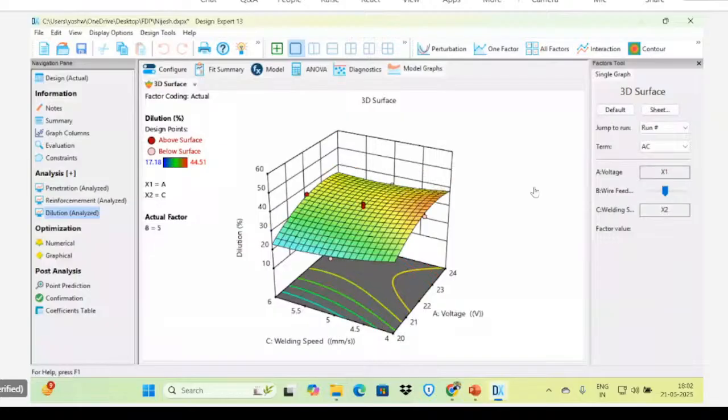Okay, so after analyzing all the factors, suppose in this optimization my student has taken only three: penetration, reinforcement, and dilution. But in the initial part, I've shown you contact angle also and weld width also. So all the factors you can take at the same stage. After analyzing all the things, you can go for optimization. This is just the analysis part. Now the actual optimization will start.